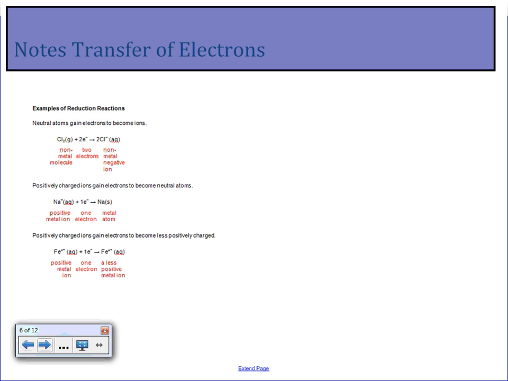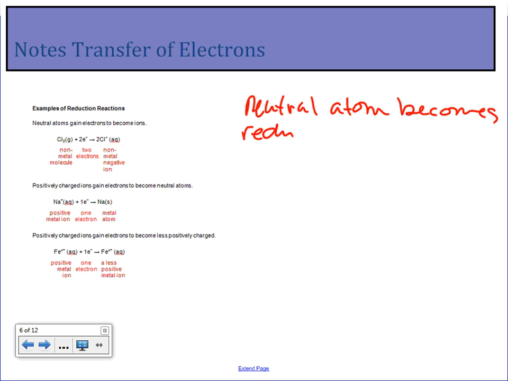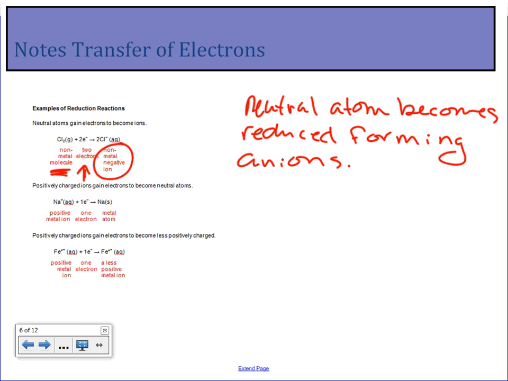So here's our example of reducing reactions. Here, a neutral atom becomes reduced, forming anions. Okay. Again, here we've got our nonmetal molecule. We're going to add 2 electrons to it, and then we get our nonmetal negative ion.